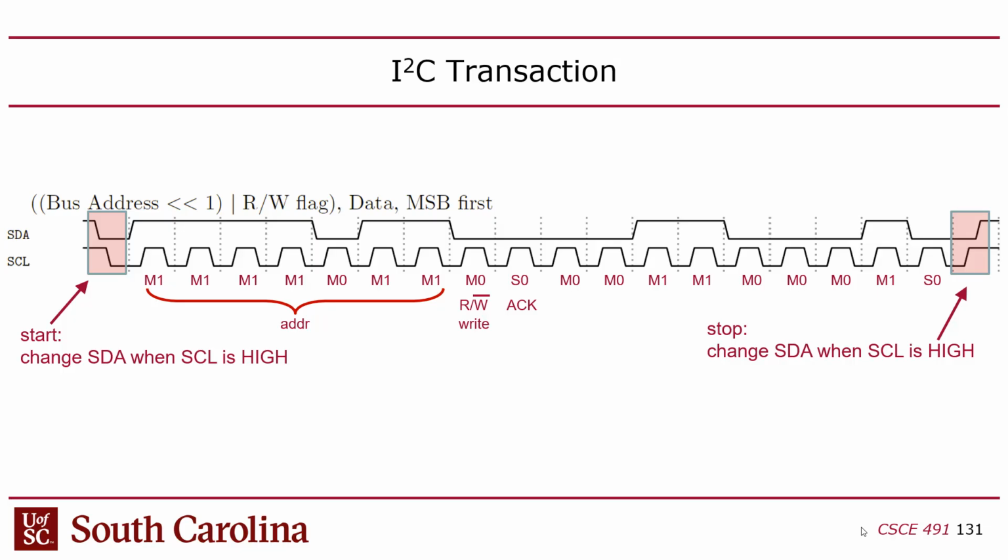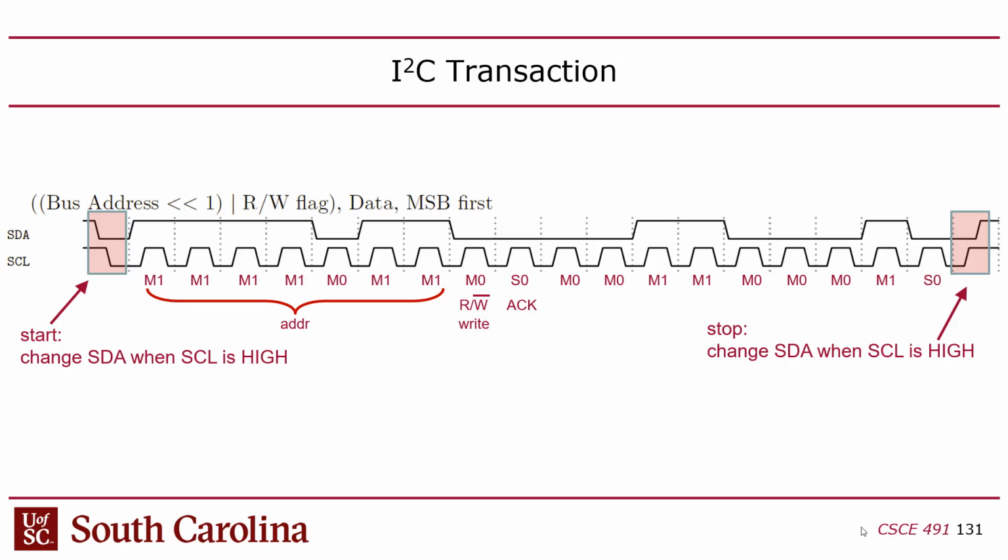So I put an M in front of the master data, an S in front of the slave data. This is a write because write is 0 in that slot. That's the 8th slot, the 8th bit. And because it's a write, we change control here to the master. And then the slave acknowledges the master data. And then we have the stop.